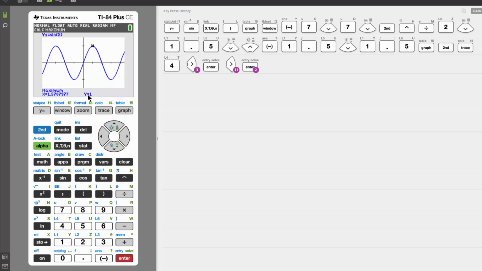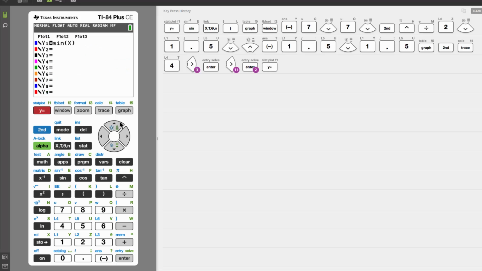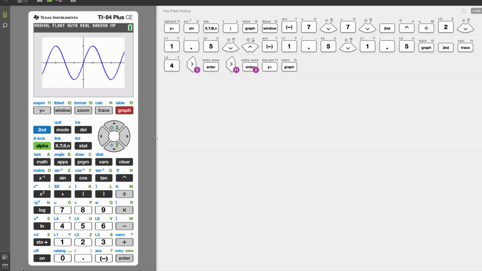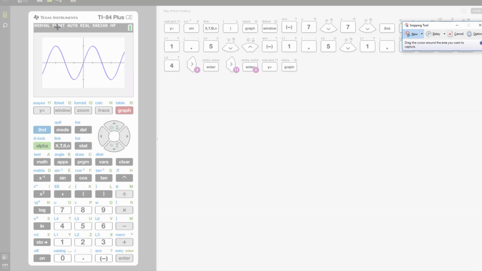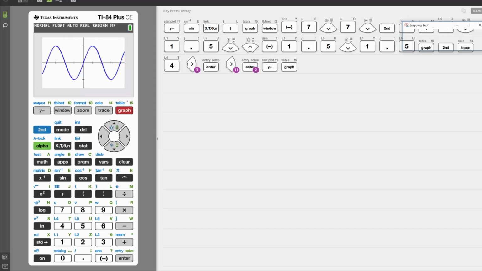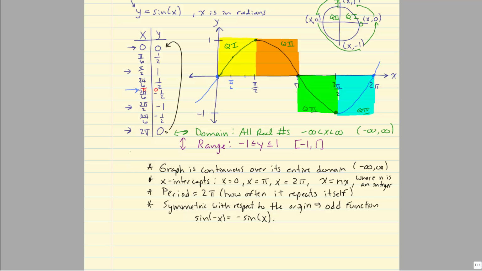And it's saying y equal 1 is the high point, and it occurs at 1.5707977. That doesn't seem like an obvious point, but it's actually pi divided by 2, and you'll kind of get used to some of those decimal approximations with those ratios. So this is a nice little graph of the sine function. So let's go ahead and pop a screenshot of this into our information about the sine graph as well.